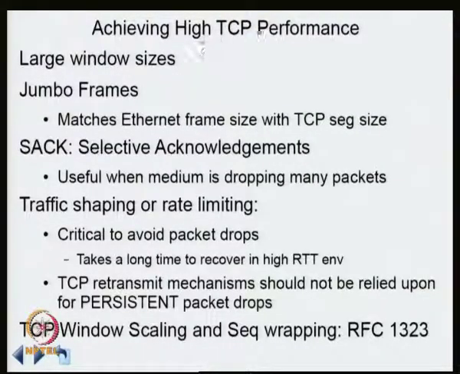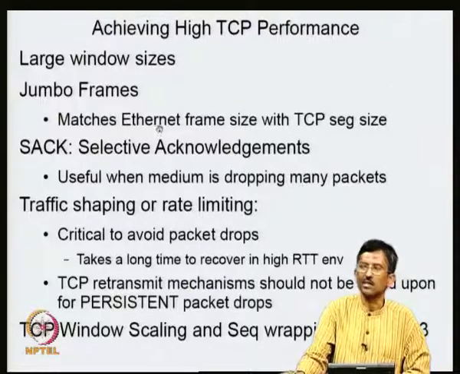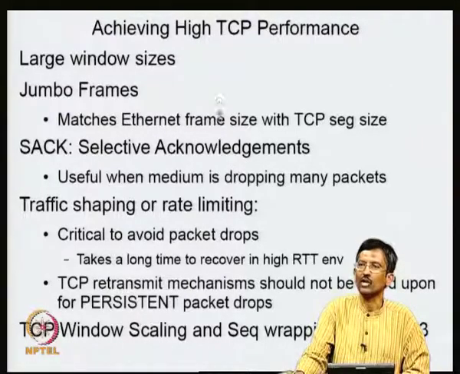So, again, how do you achieve high TCP performance? Large window sizes. You can also use what are called jumbo frames. So, the TCP segment size can be matched closer to the Ethernet jumbo frame size, which is about 9000 bytes. Okay. Typical Ethernet is 1500 bytes, whereas jumbo frames are 9000 bytes.